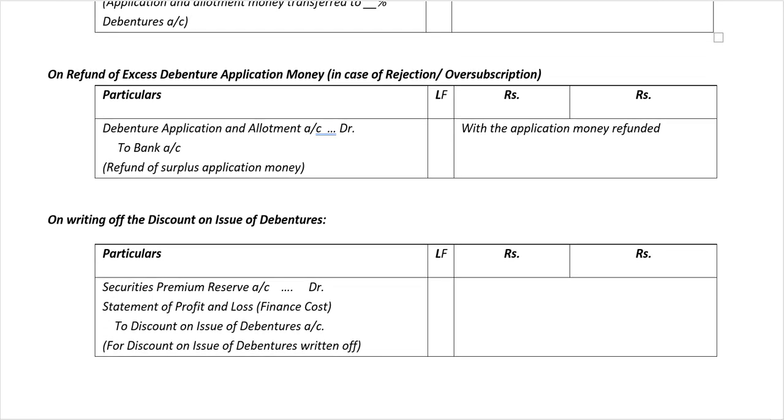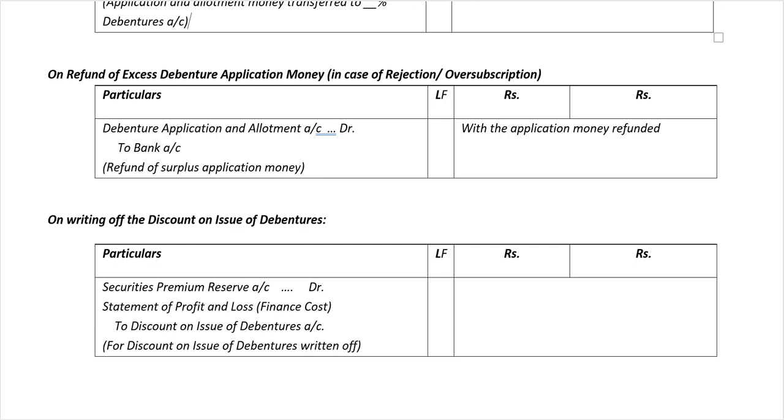On the refund of excess debenture application money in the case of rejection where there is oversubscription, the journal entry is debenture application and allotment account debit to bank account for the surplus of application money refunded.